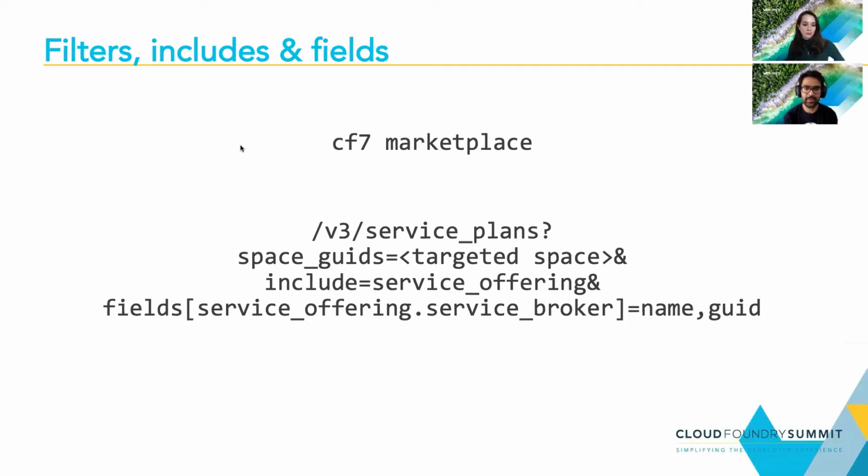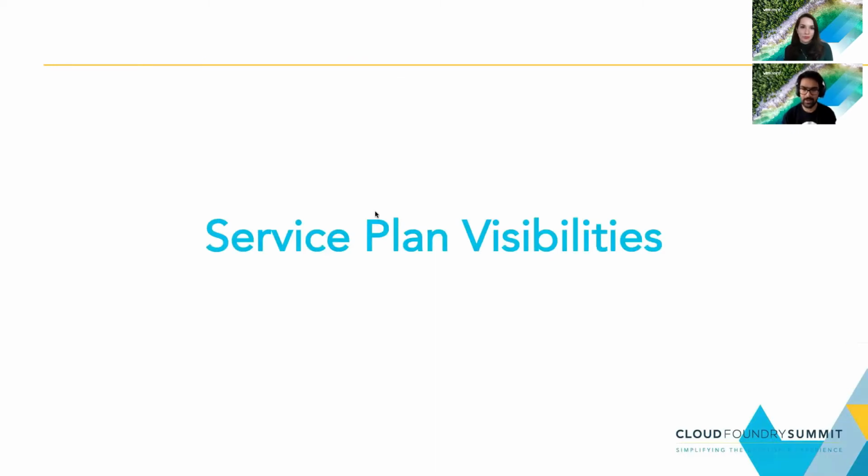You can see that in this particular request, we are getting all the service plans, filtering by space, including in the response the service offering, and then also, through the service offerings, including the service broker name. And that allows us to run a much faster CF Marketplace command.